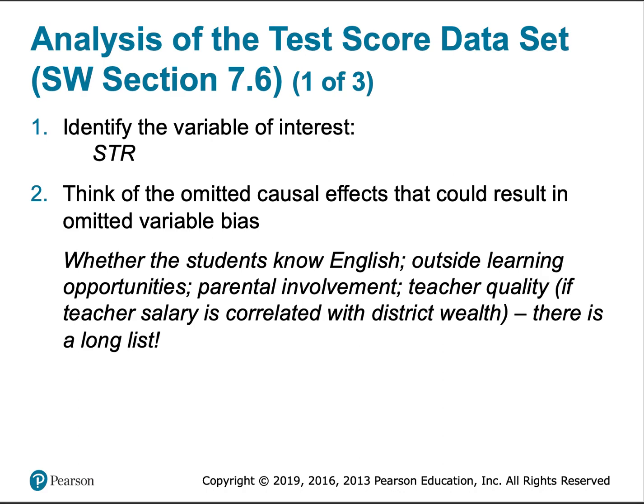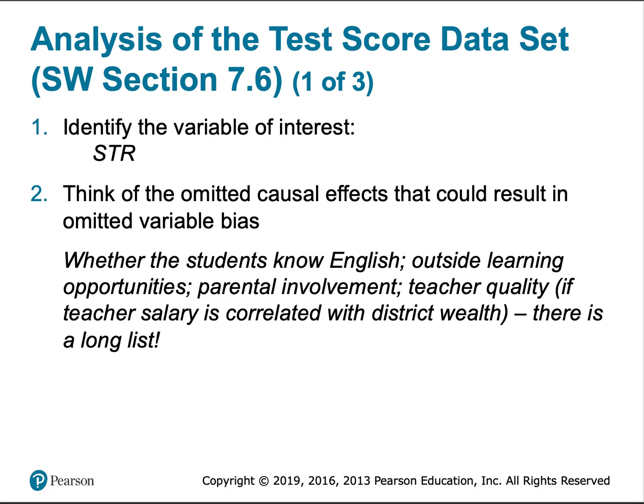In this video we are going to conclude Chapter 7 with an analysis of the test score dataset. We have identified our variable of interest as the student-to-teacher ratio. We can think about the omitted causal effects that could result in omitted variable bias.